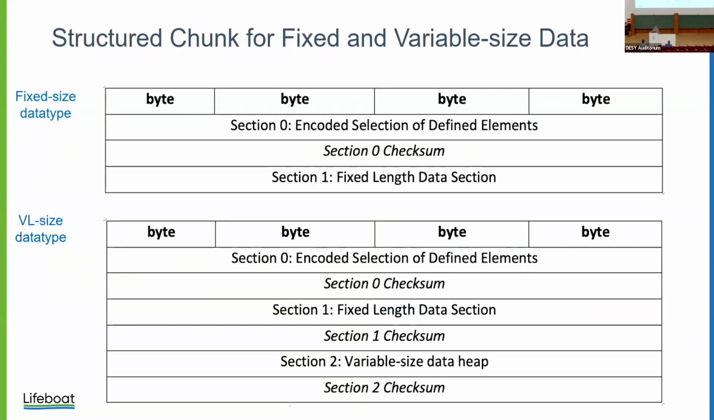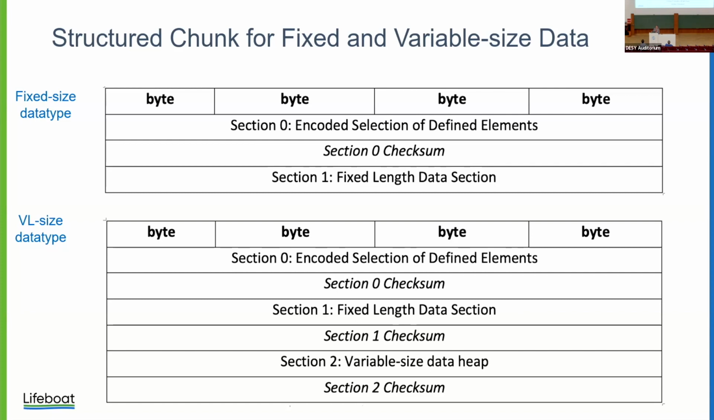So for the file format, this is a simplified picture of what is going on. We defined changes to the file format, actually not changes, it's an extension. For fixed size elements, we just need 2 sections. We store the encoded selection of defined elements, and we add a section checksum, because if the section becomes corrupted, we will not be able to interpret the values in the section where data is stored.